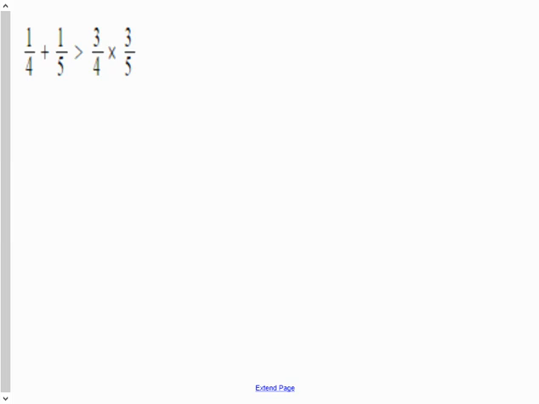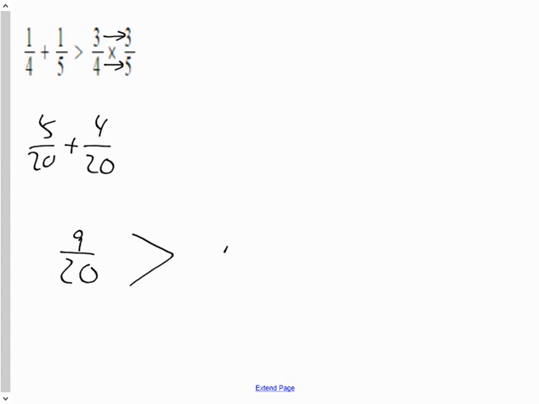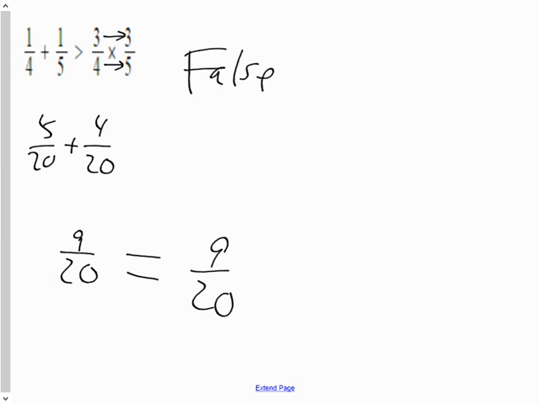Question 3, we have the sum of 1/4 plus 1/5 being greater than the product of 3/4 times 3/5. In order to work it out, we're going to actually measure your ability to add two fractions together. We've got 5/20 plus 4/20. So the sum of those two fractions is actually 9/20. And the product, if I multiply my numerators and multiply my denominators, is also 9/20. So is 9/20 greater than 9/20? No, so our answer is false. They are indeed equal, not greater than.